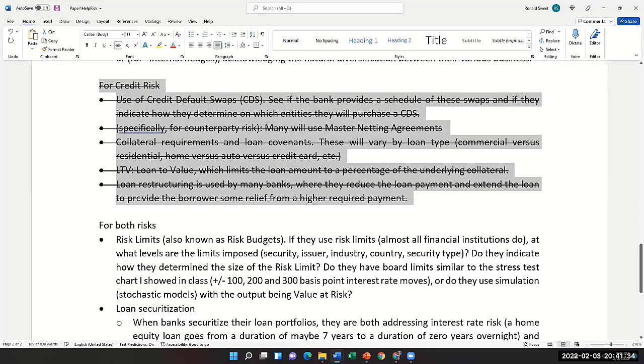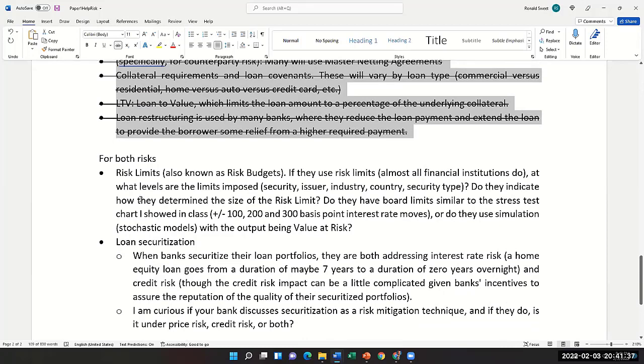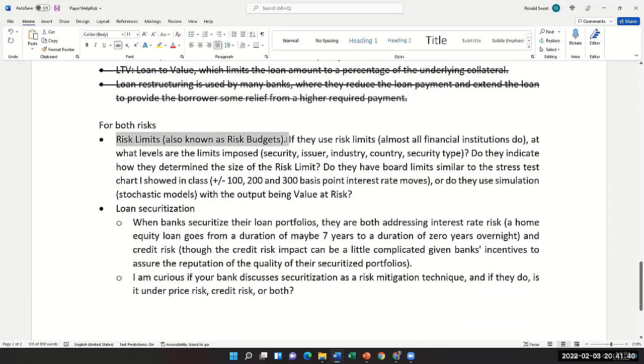And then one that applies to both credit risk and price risk is limits. All of you are going to have risk limits. In fact, if you do a search on the word limits itself, you'll find that. Everybody does it. They may call it something slightly different, but if they have limits, where are the limits? Is it on the security level, an issuer level, an industry level, a country level, security type? Where is that limit imposed? How do they determine the size of the limits? They're probably not going to tell you that. Do they have board limits related to your stress tests? Just like I was showing you, you're probably not going to find that.